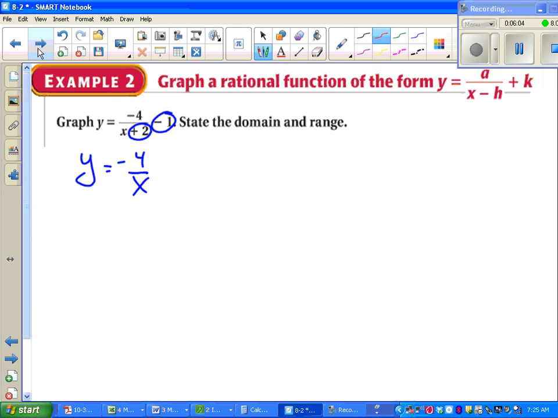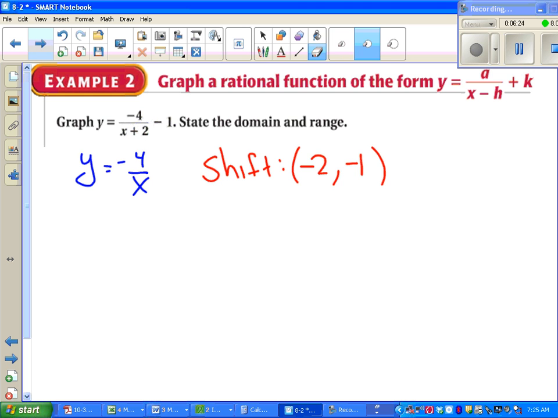So let's take a look at this. I already showed this problem for a second. We see that it has a shift of, go ahead and try to think of the shift yourself. Pause the video and write down the shift. If you thought -2, -1, good job. That leaves us with a parent function of y equals -4 over x. So let's look at how we're going to make this chart.